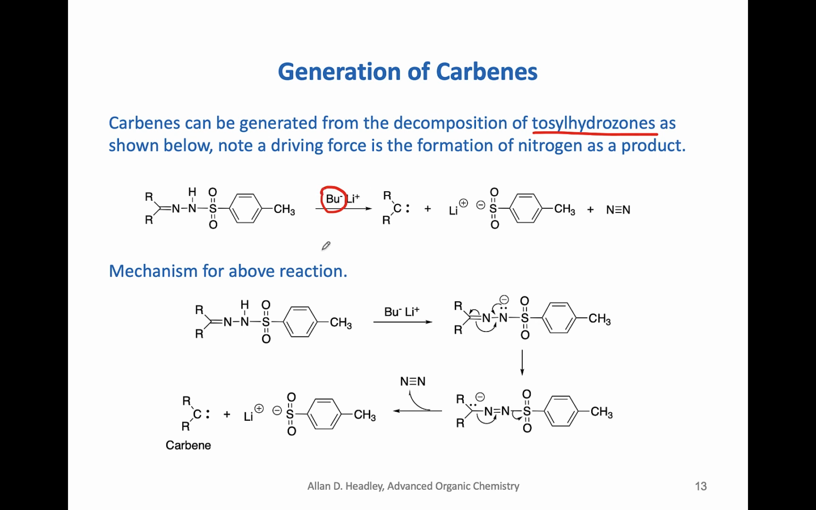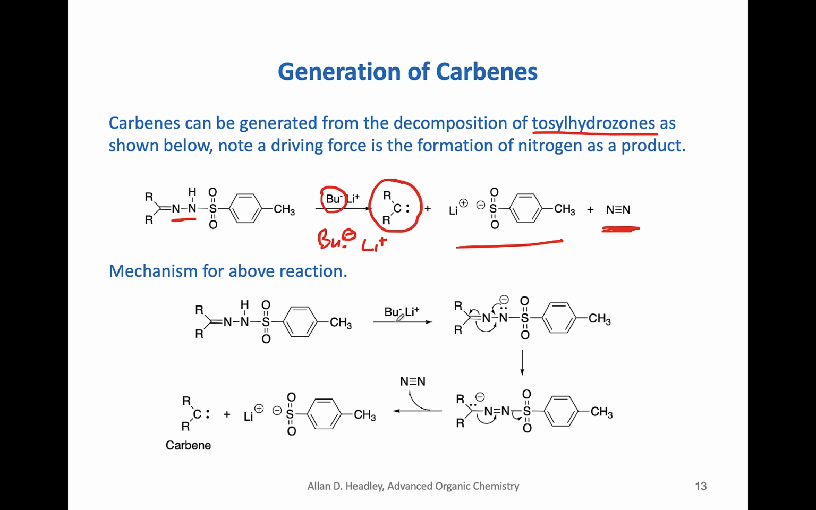So the conjugate base here, Bu minus, is an extremely strong base. Of course, the counter ion is lithium. So in the presence of butyl lithium, we have this and nitrogen again. Notice nitrogen, as you can imagine, would come off, and we get our carbene right here. Let's see how that happens.